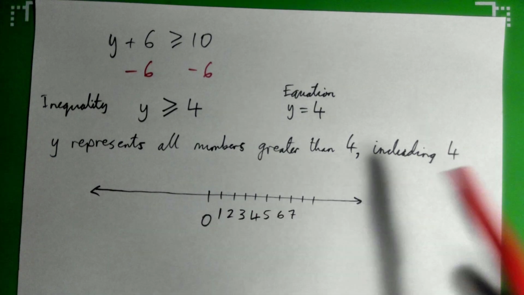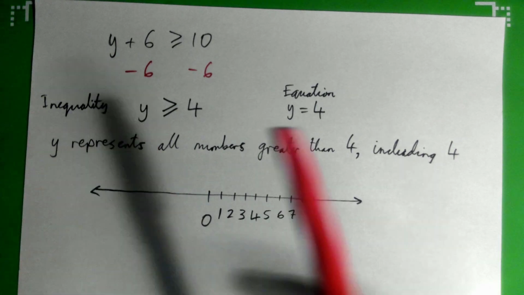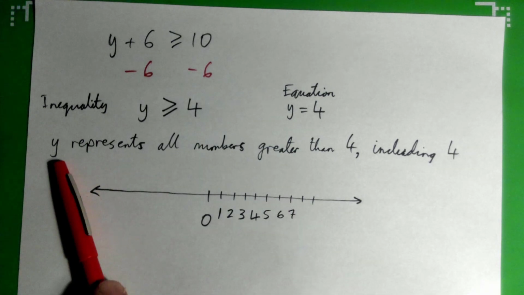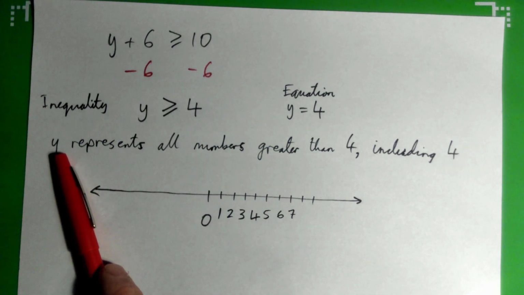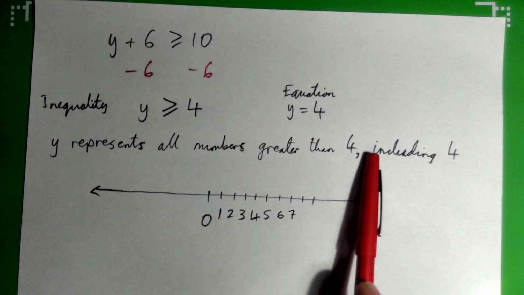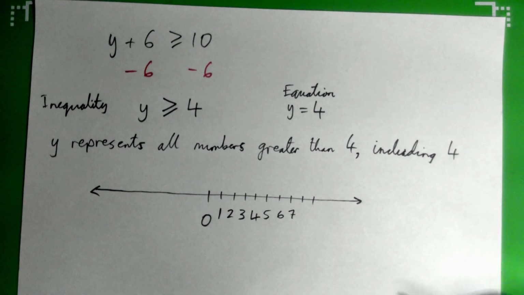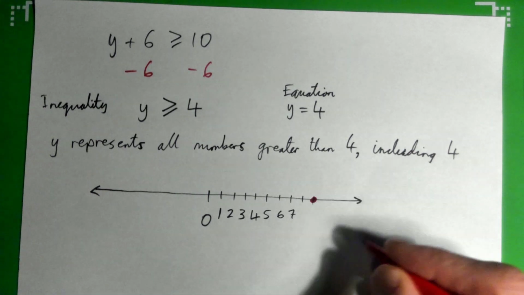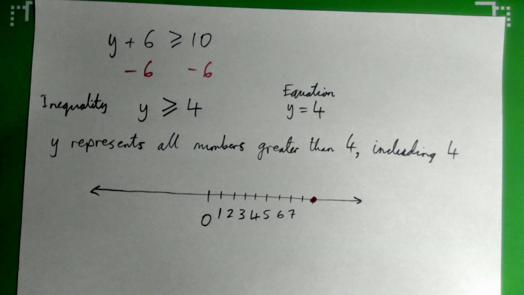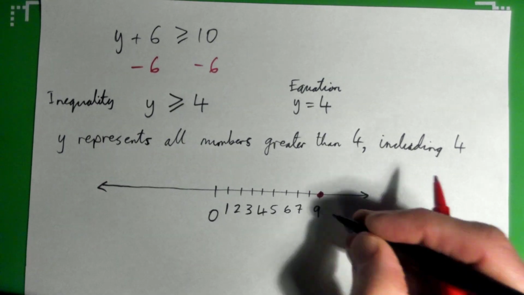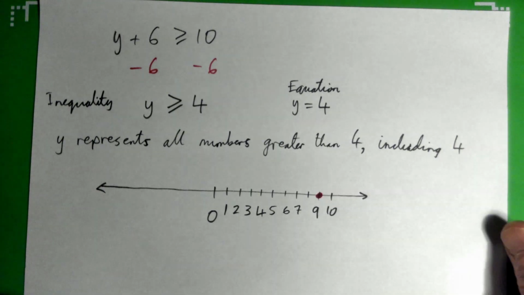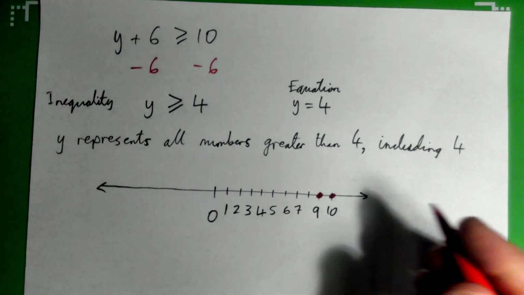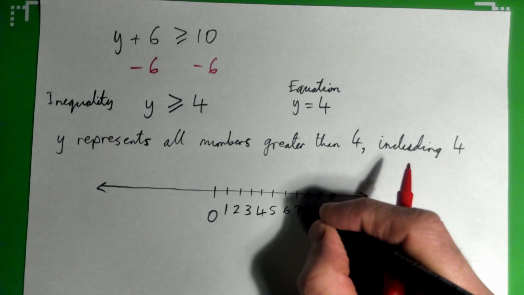What I want you to do is just tell me a number that y could represent. Let's read it again. y represents all numbers greater than 4, including 4. So 9, that's a number that's greater than 4. Yeah, 9 will work, right? Give me another number that's greater than 4. 10 is greater than 4. Good, that's another number. What other number can y represent? 8, yeah, there's 8.